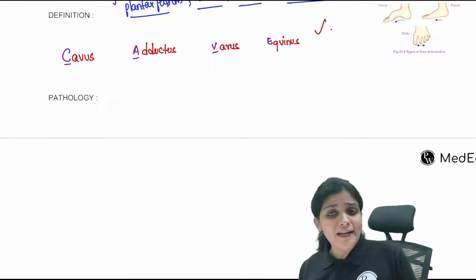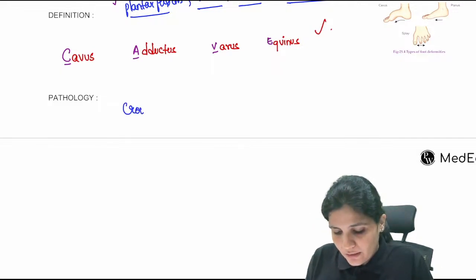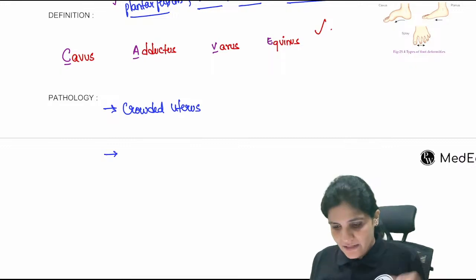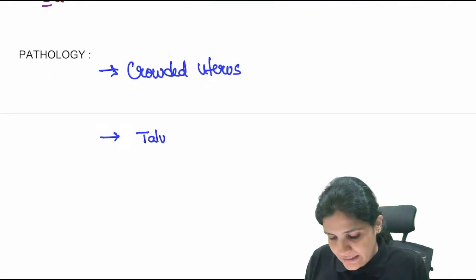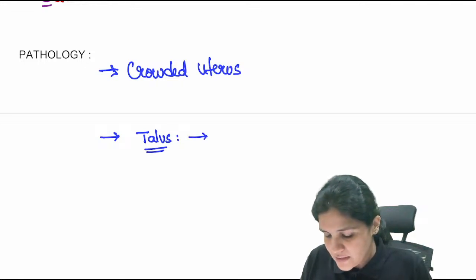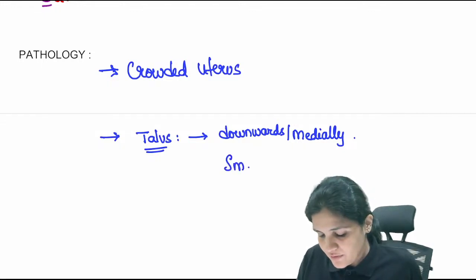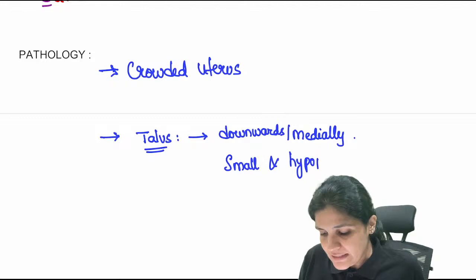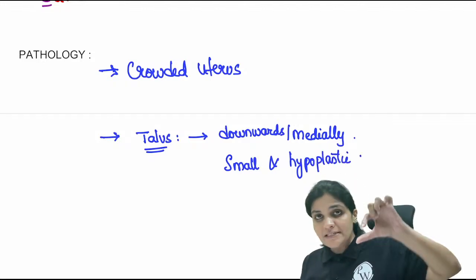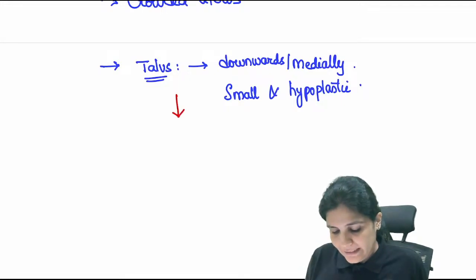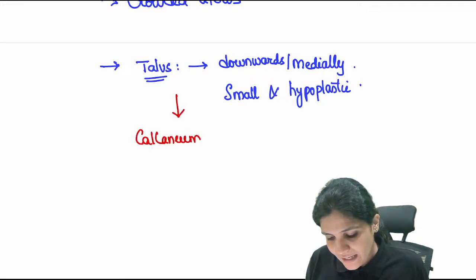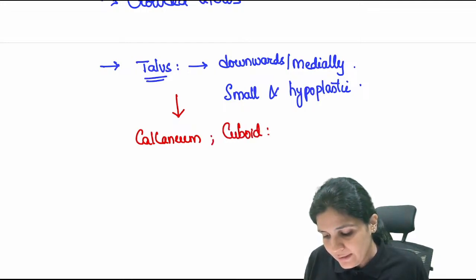Now, what is the pathology? Why is it actually happening? It is happening because of a crowded uterus. What happens in this is that usually the talus goes downwards and medially. Because of that it is underdeveloped, that is hypoplastic. It rotates downwards and medially. Because the talus is rotating like that, the surrounding bones, the friends of the talus, that is calcaneum, cuboid, navicular, also rotate.